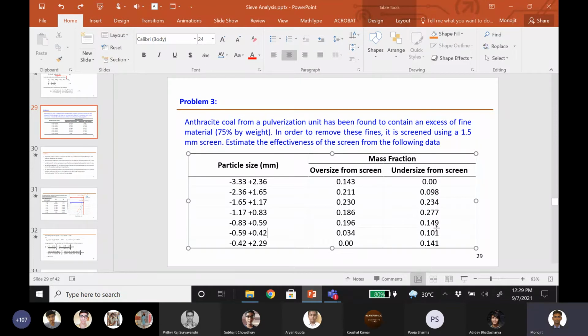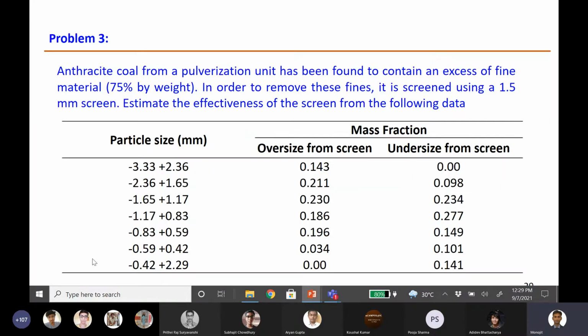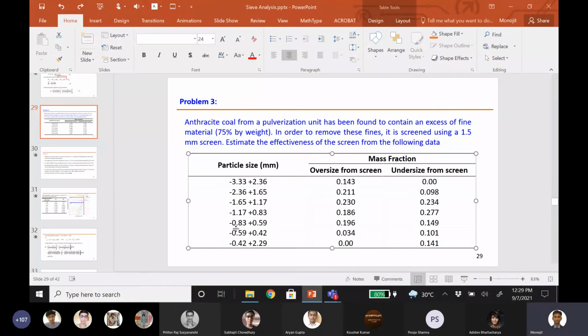And for oversize also, it makes sense. When I'm writing here 0.59, then I can add these two up. Right, I can add these two and say that, okay, this is the cumulative mass fraction retained on this screen, this plus this, if I write 0.59 here. Because all the particles which are smaller than 0.59 should be written here, that mass fraction. Hope it's clear to you now. Yes, any doubt?